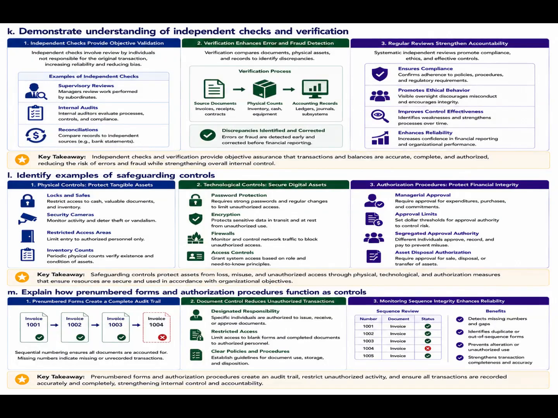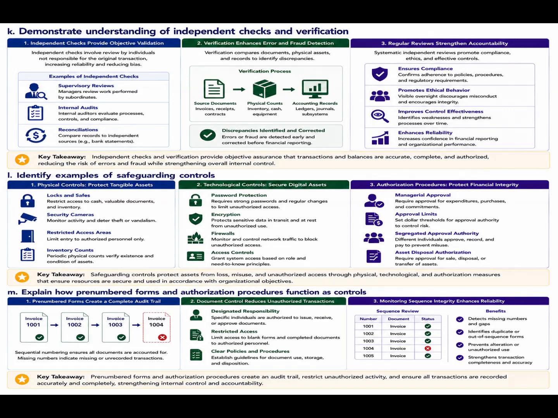K. Demonstrate understanding of independent checks and verification. Independent checks provide objective validation of transactions and balances. They involve review by individuals not directly responsible for the original transaction, increasing reliability and reducing bias. Examples include supervisory reviews, internal audits, and reconciliations. Verification enhances error and fraud detection.